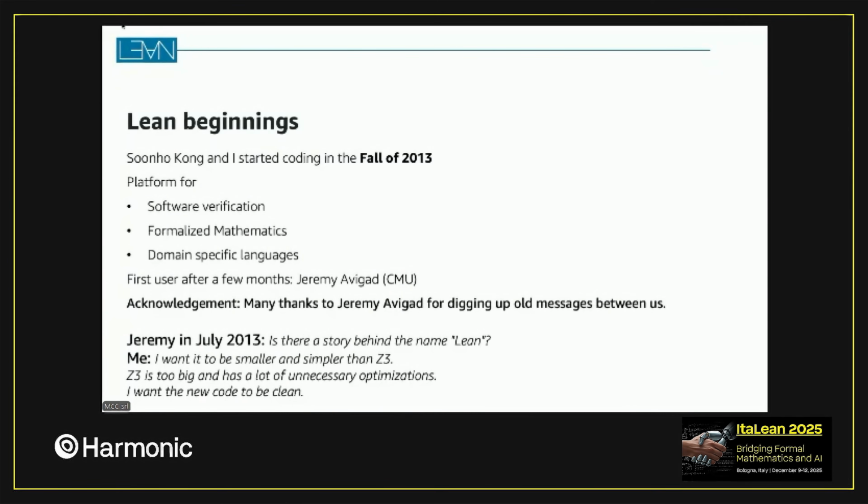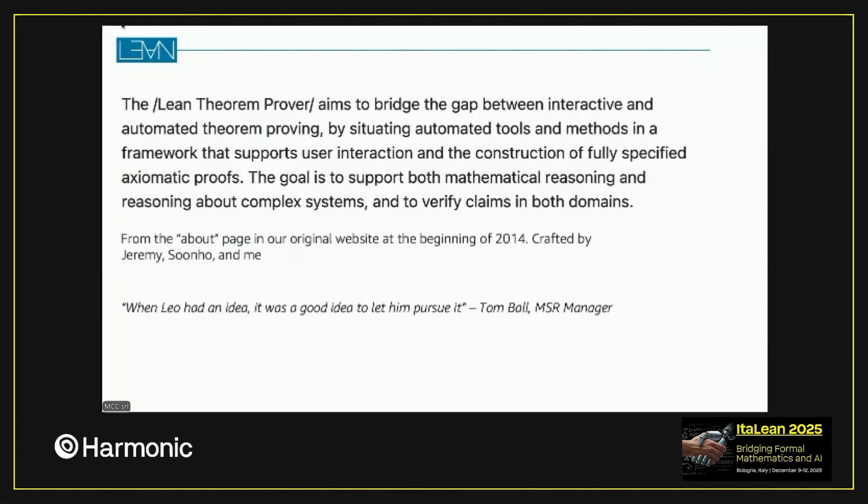I'm really grateful to Jeremy for getting old messages. One here he found, this is precise. I keep telling people the name is Lean because we want it to be minimal. Jeremy found a message from 2013, before we even started coding, when we were just talking about the ideas of creating Lean. And I say that it should be smaller than Z3. Z3 has so many unnecessary optimizations, and the goal is to make it clean. That's why we called it Lean.